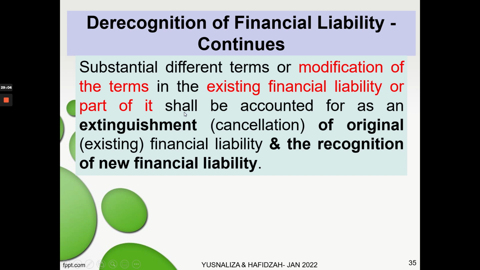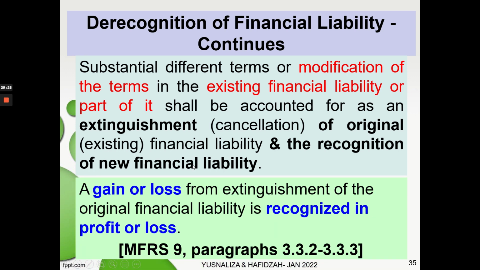So let us look at the derecognition of financial liability, where a substantially different term or modification of the terms in the existing financial liability or part of it shall be accounted for as extinguishment or cancellation of the original financial liability, and that can also give rise to the recognition of a new financial liability. If there is a gain or loss that arises out of the derecognition, it will be recognized in profit or loss as an expense. For the gain, it is other income.